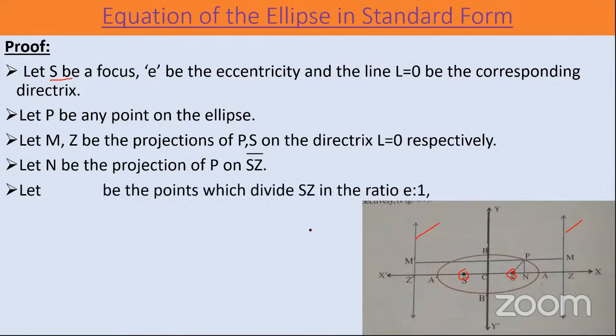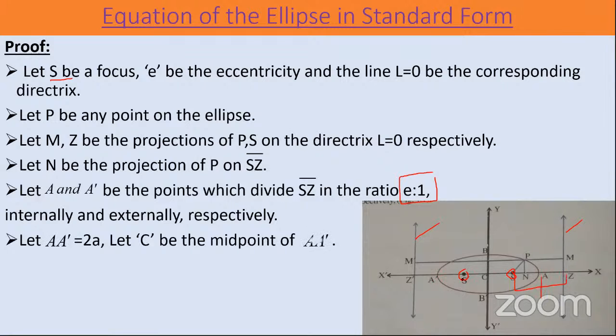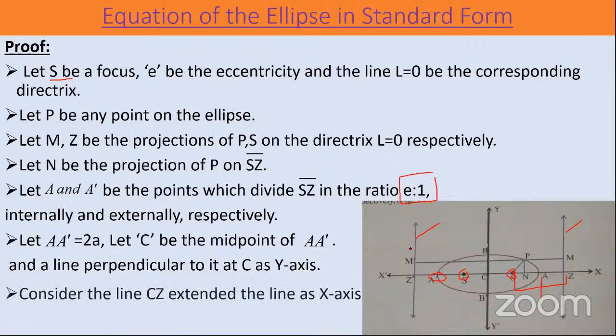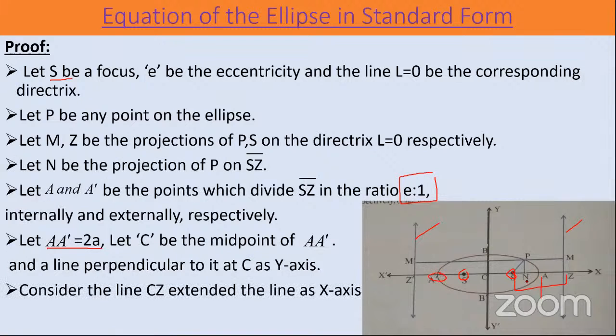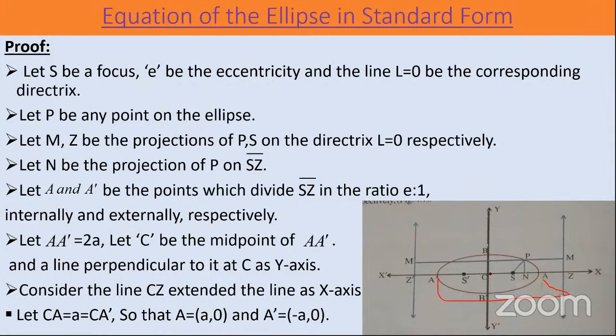Let A and A dash be the points which divide SZ in the ratio e to 1 internally and externally, respectively. SZ means this point is internal, and this point is external. So here the length A A dash is 2a.